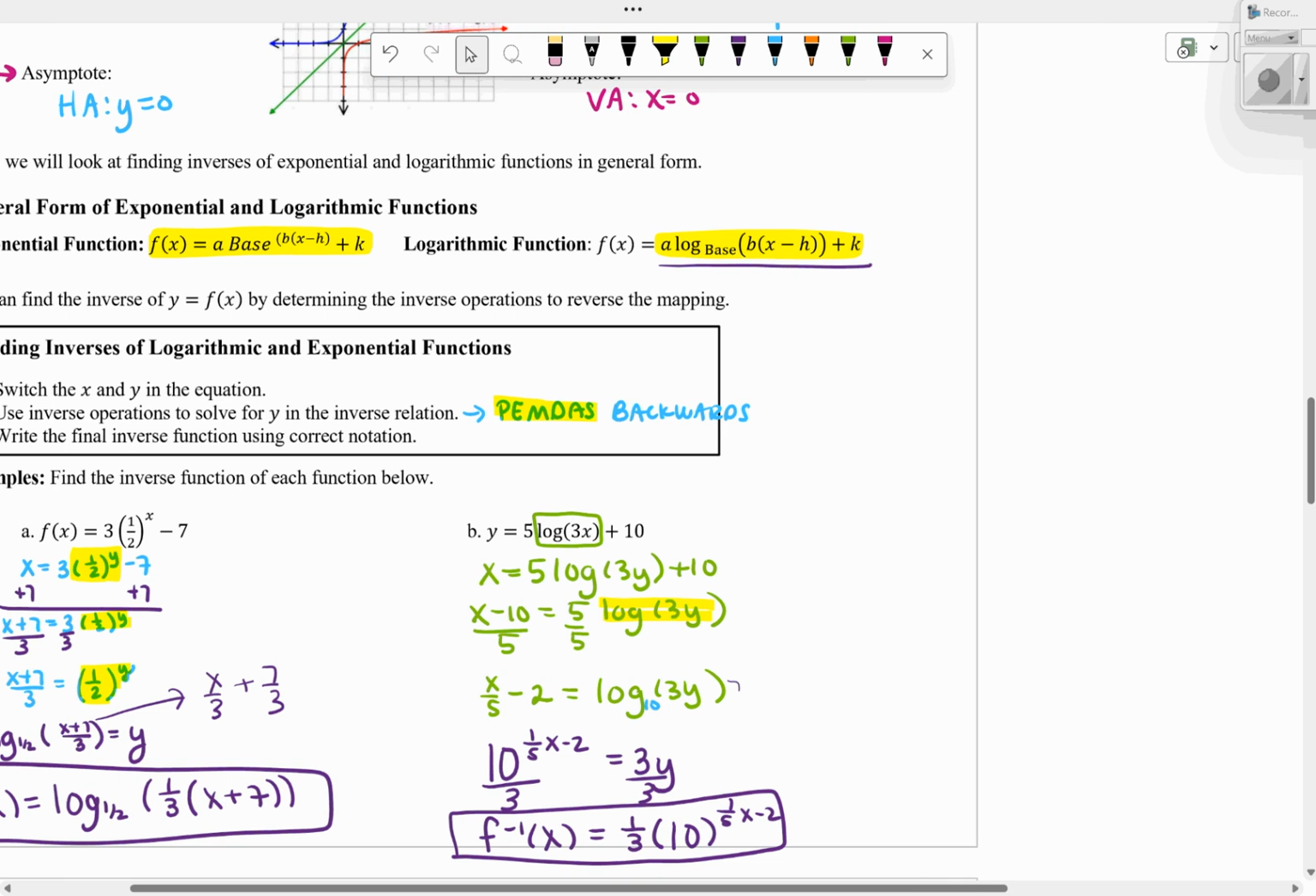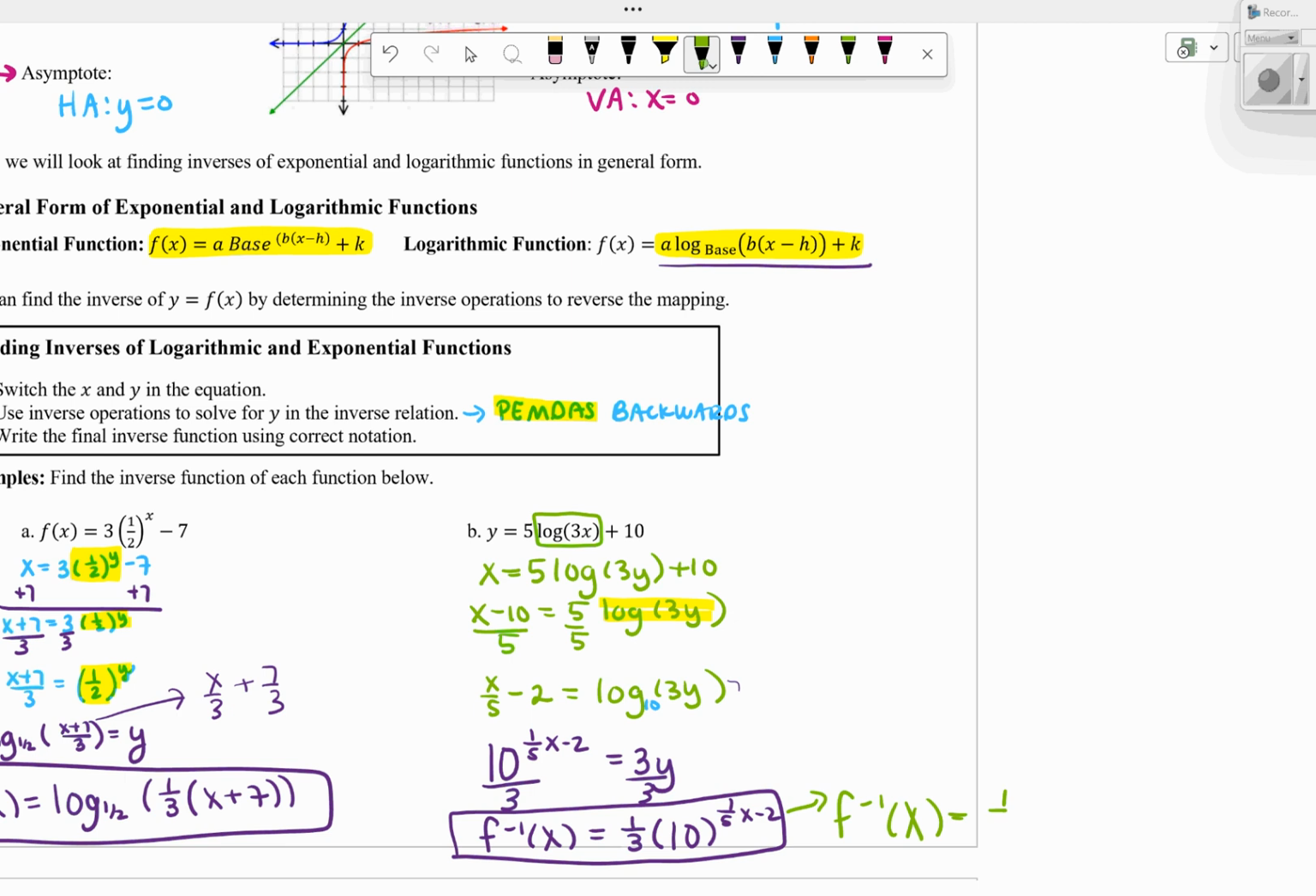But if we write our answer with that b in factored form, it would be f inverse of x is equal to 1/3 times 10 to the 1/5 times (x minus 10). And then we don't really need that parenthesis there, so we just write it like this. So that would be the other way. You can write this if you leave the b value in factored form, or if you distribute it, that's fine too. So you can write it either way.